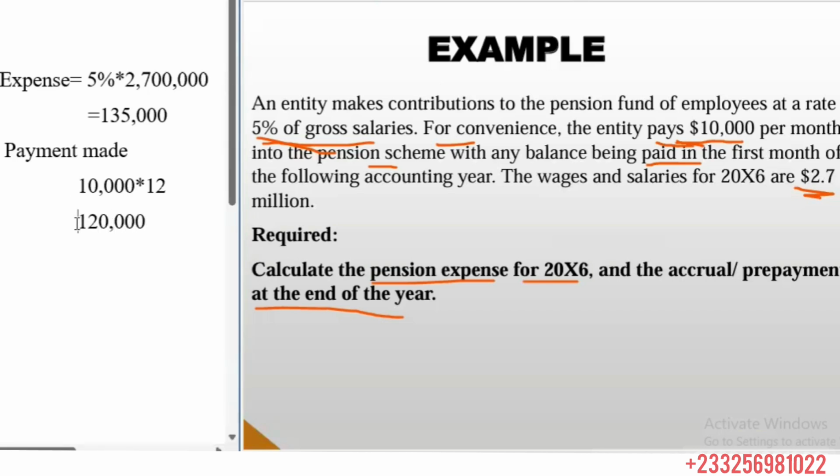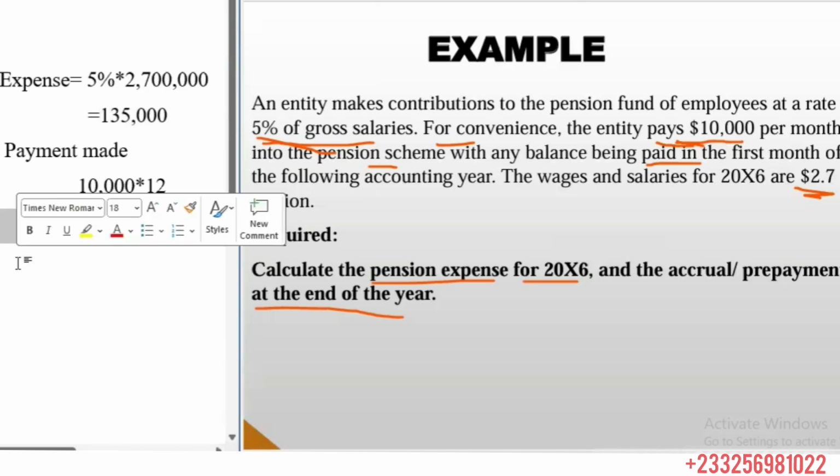They made payment of 120 thousand. But the actual expense that they are supposed to make is 5% of the base salary, which is 5% of the 2,700,000. But they paid only 120,000 because they pay every month. So the total payment for the year is 120, right? So if they are supposed to pay 135, but they paid 120, then they have a liability. They are not done paying.